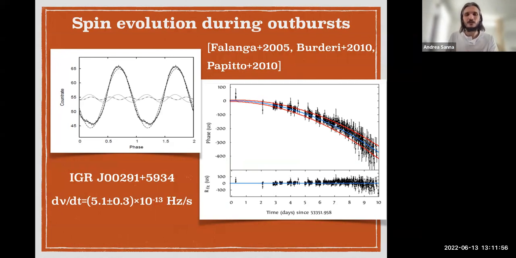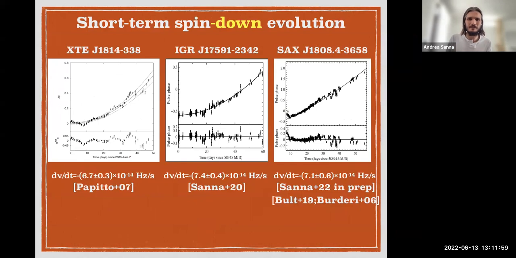Is that always the case? Well, not really. We have systems, as you can notice here, where the parabola is actually facing up, not down. You can guess that facing up means that the frequency is not increasing, but decreasing. So it's spinning down, in jargon. But is that possible? I tried to explain that if you accrete matter, you need to increase your rotation frequency because you are increasing the angular momentum.